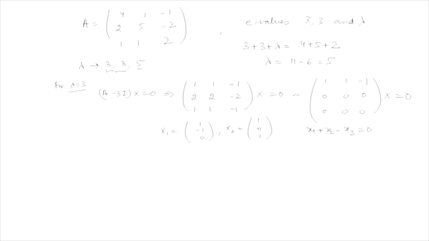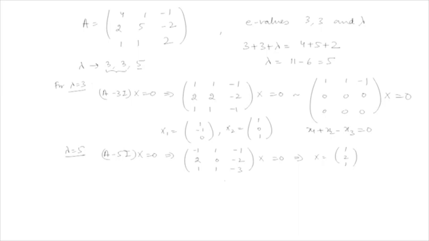Now, corresponding to lambda equal to 5, again we can find A minus 5I times x equal to 0, and when we simplify it is [minus 1, 1, minus 1; 2, 0, minus 2; 1, 1, minus 3] x equal to 0. And when you simplify this, you will get x as [1, 2, 1]. You can find this using the row echelon form, and the eigenvector you find is this vector.